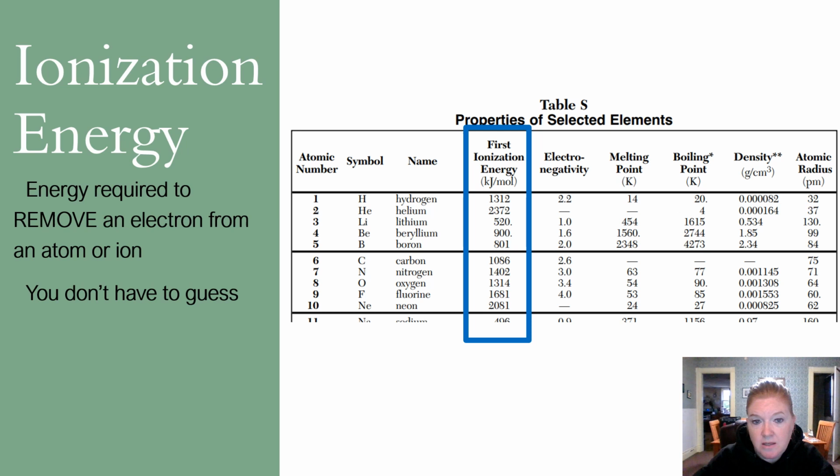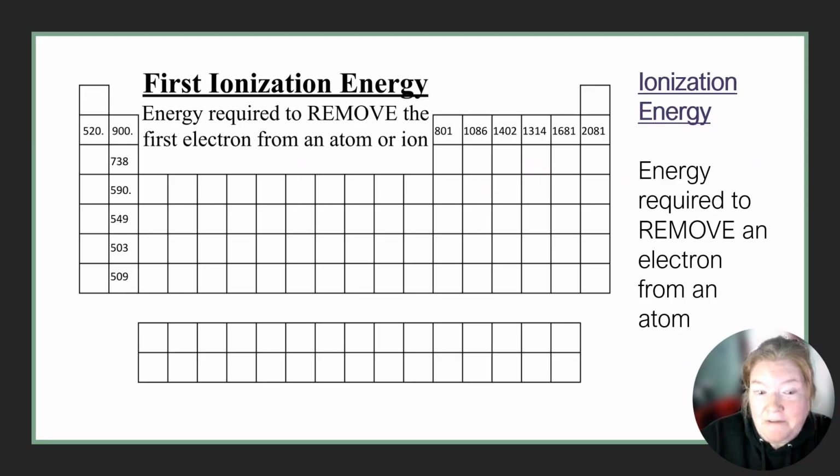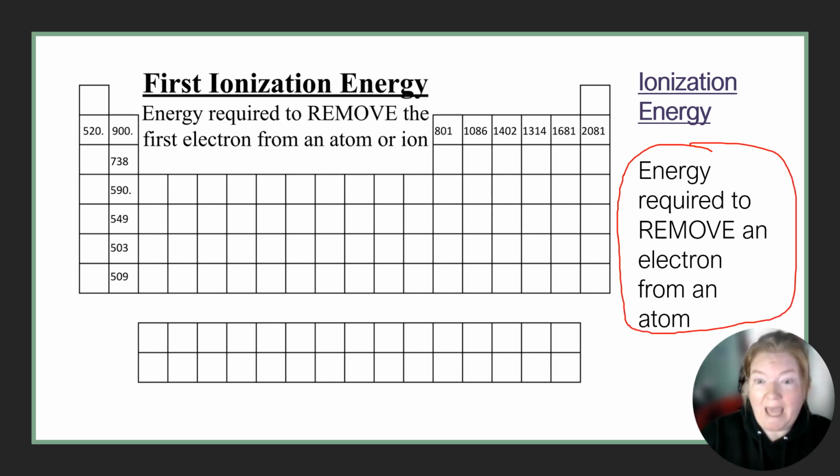You don't have to guess on the numbers. You can look them up on Table S. Understanding the trends helps. You don't have to look every single thing up. But again, this is not a memorized thing, but through practice, you should be able to retain it. So, first ionization energy. It is the energy required to remove an electron from an atom.